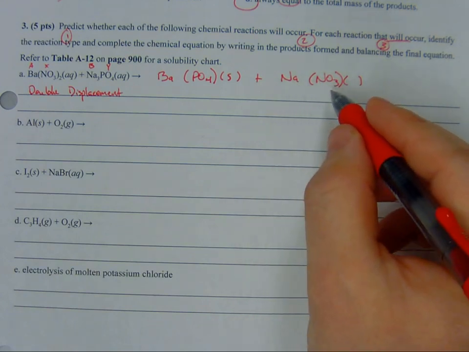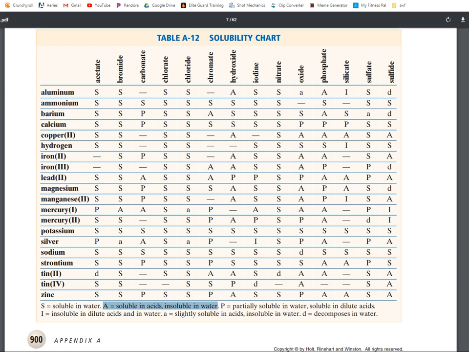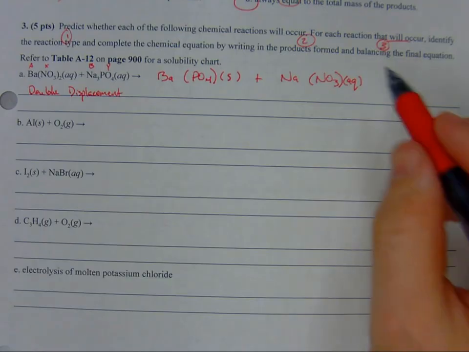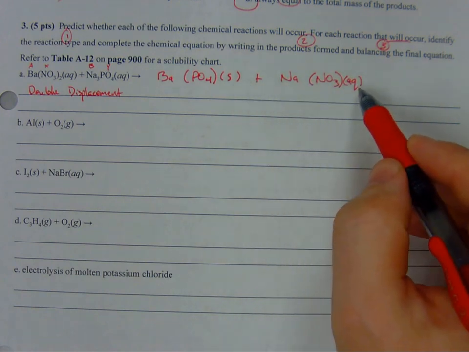Now let's do the same thing for sodium nitrate. Where is sodium? Sodium. Let's go all the way over for nitrate. Sodium nitrate. What does D mean? D means, oh my gosh, it decomposes in water. Holy cow. It means these are definitely going to split apart and be in the aqueous phase. So we got a solid product and an aqueous phase product.